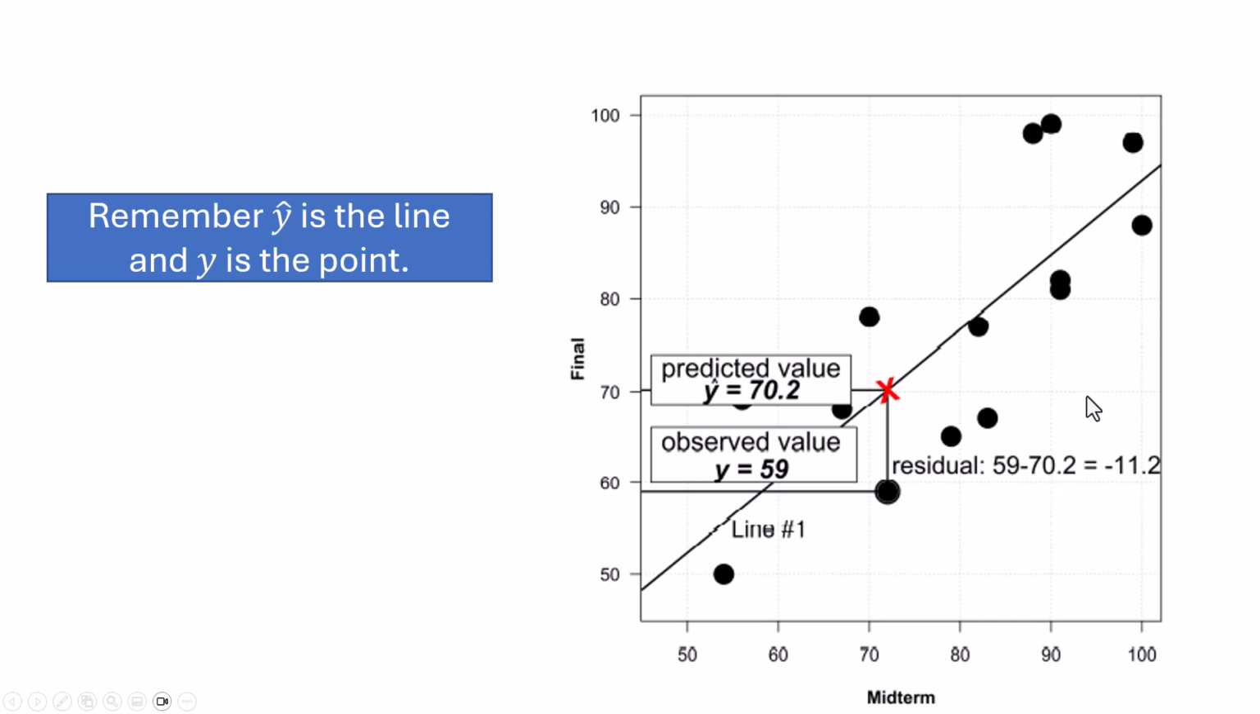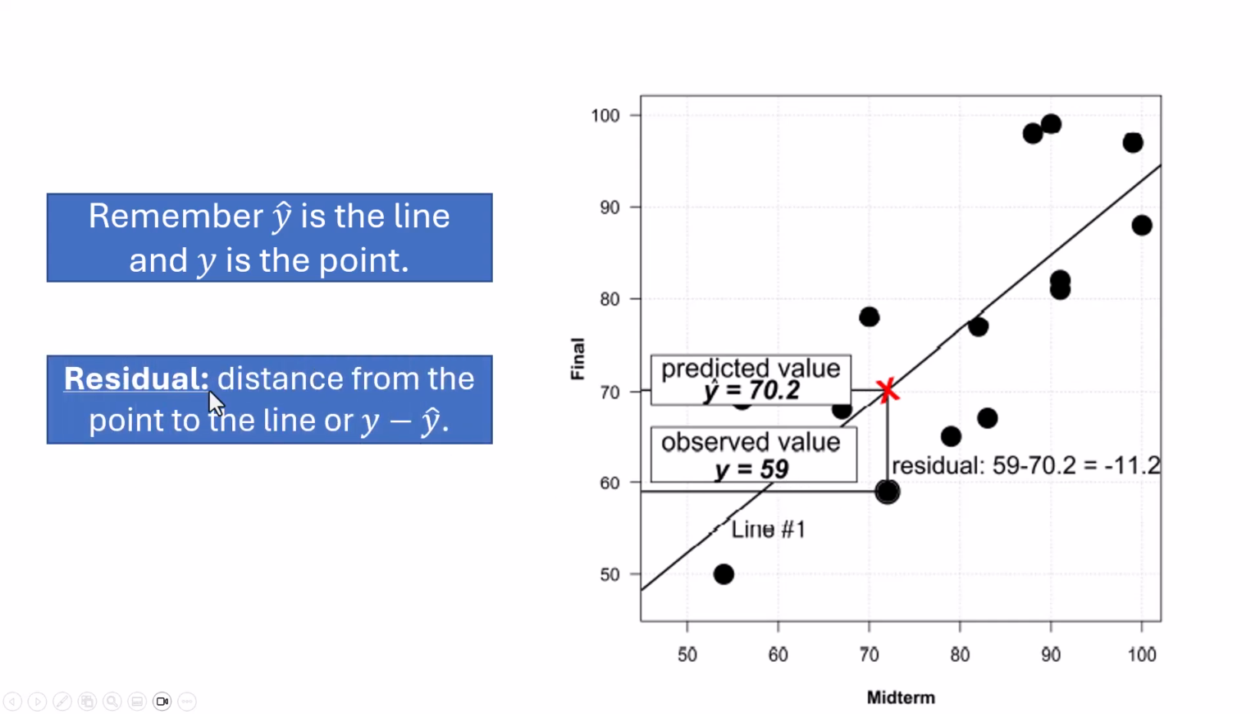Based on the direction that we're subtracting these, we take the actual value and subtract the predicted. We get negative 11.2, which represents an over prediction in this case, right? We predicted 70.2 for what looks like a final exam, but the actual score was 59. So remember, the residual is just the distance from the point to the line, or y minus y hat.